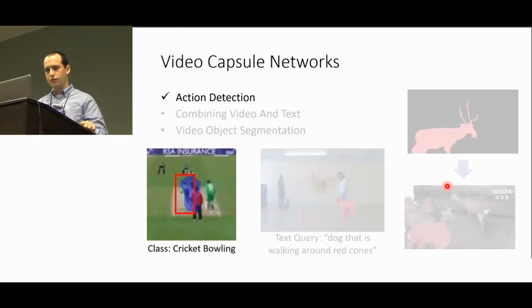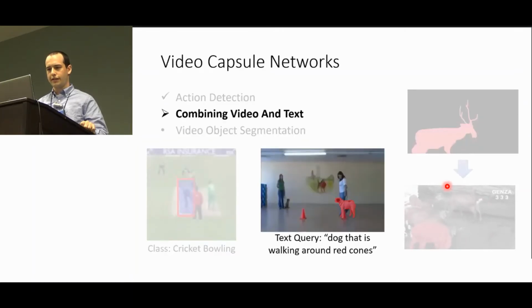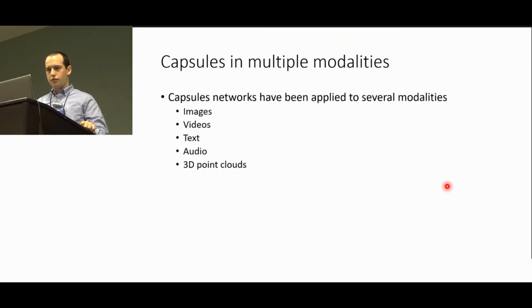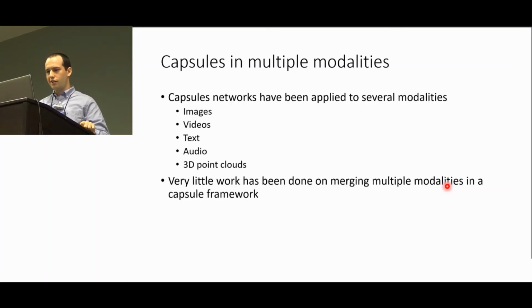So now I'm going to move on to combining video and text in a capsule network using multimodal capsule routing. As you saw in the survey earlier, capsules have been applied to several different modalities: images, videos, text, audio, 3D point clouds, but very little work has been done on merging these modalities.